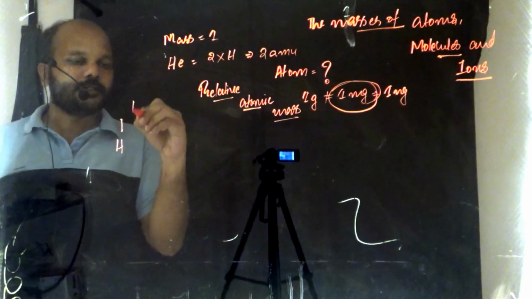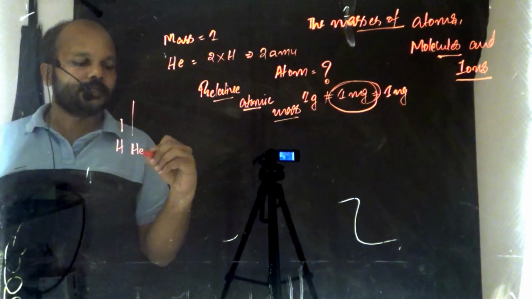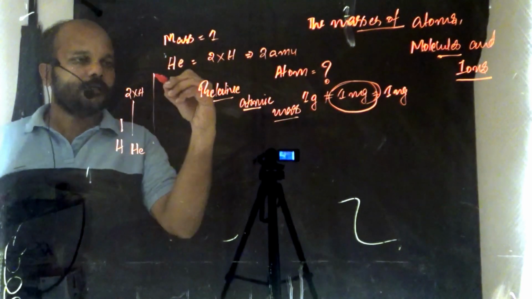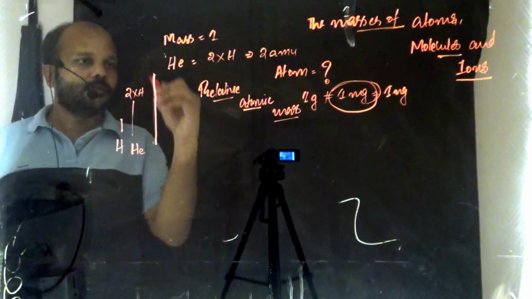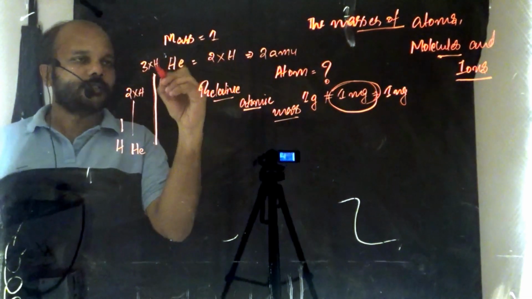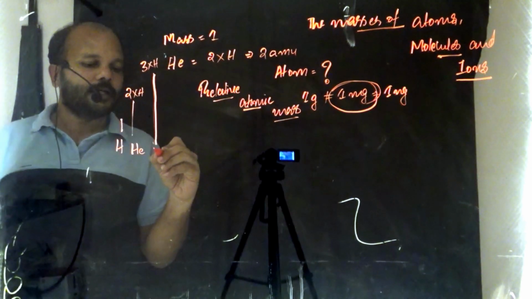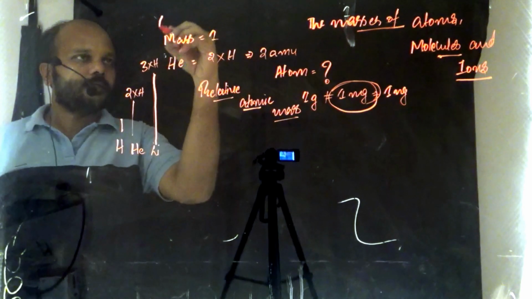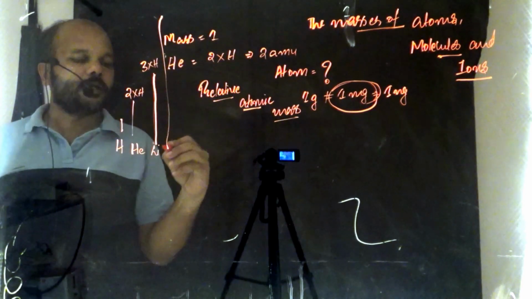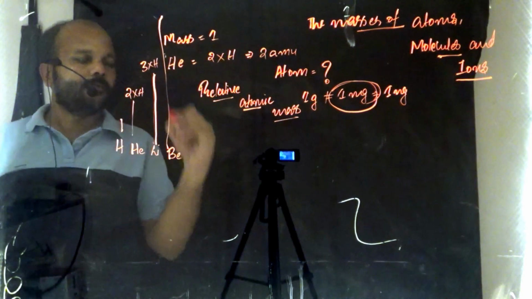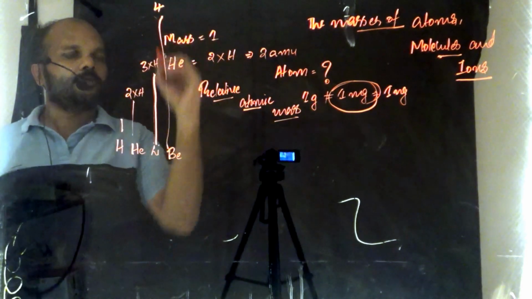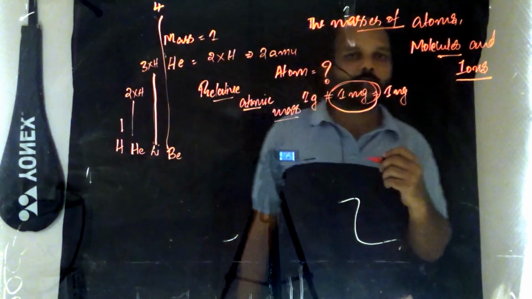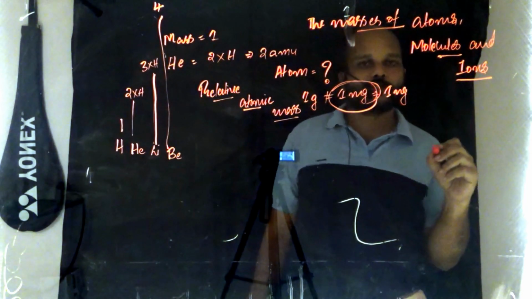Suppose this is hydrogen, this is helium, because this is 2 times the mass of hydrogen, and this is 3 times the mass of hydrogen. So hydrogen, helium, lithium, and then this is 4 times the mass of hydrogen, so this is beryllium. That is how it is coming, how much they compared it with the relative atomic masses.